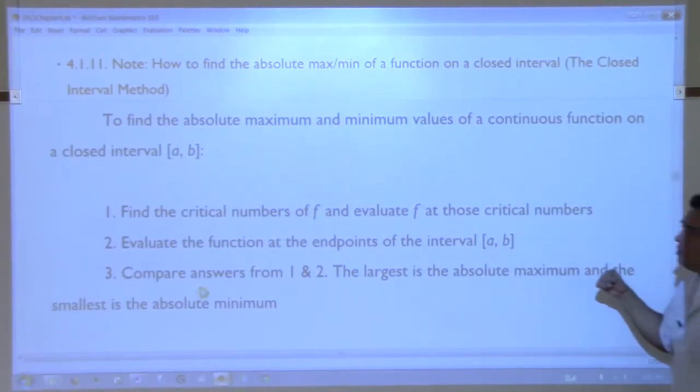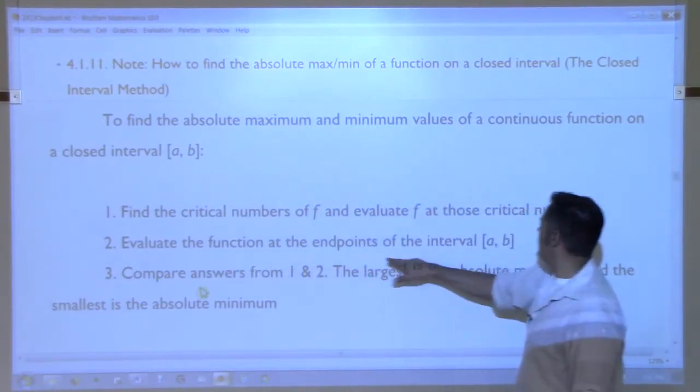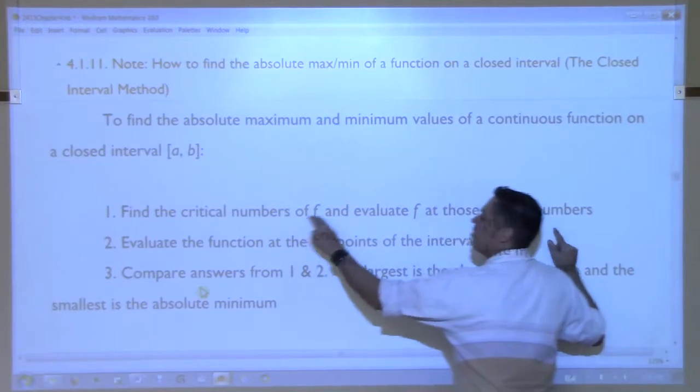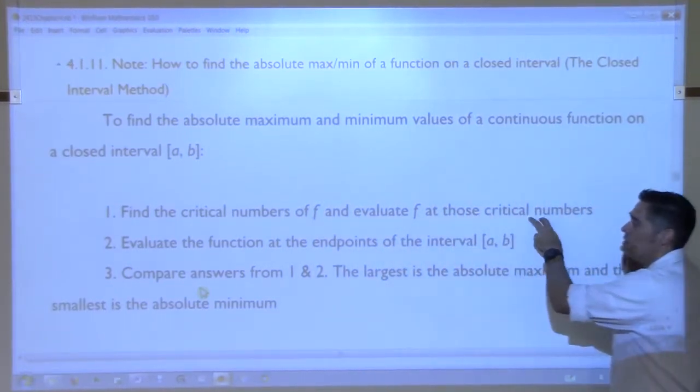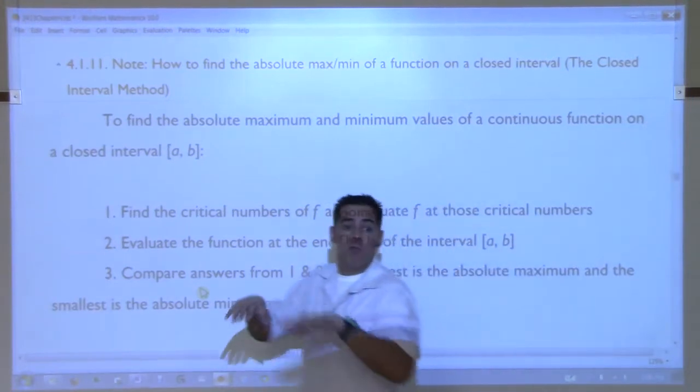Then what we're going to do is evaluate the function at the endpoints. Step 1, find the critical numbers, and then evaluate the function at those critical numbers. So we're going to figure out where the derivative is 0 and where it doesn't exist.